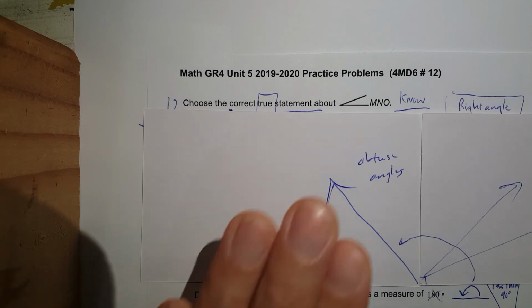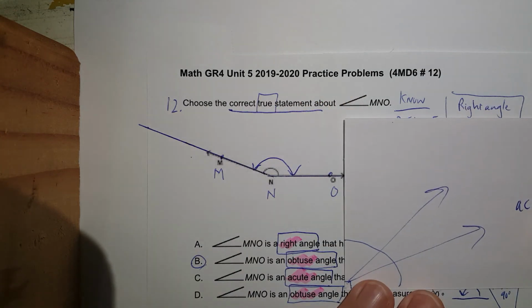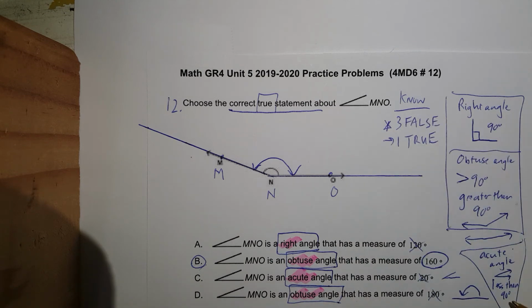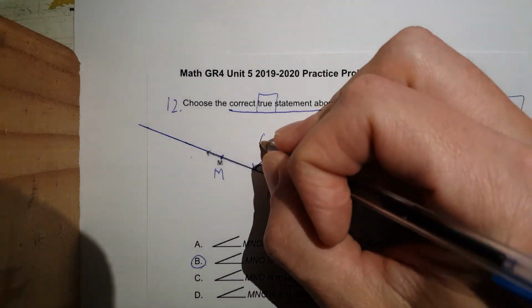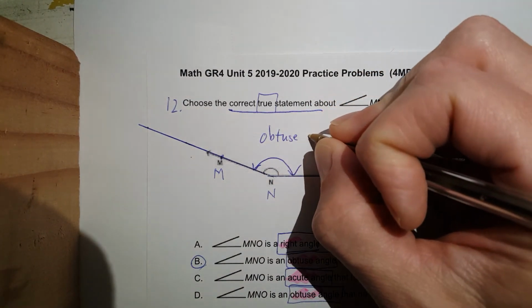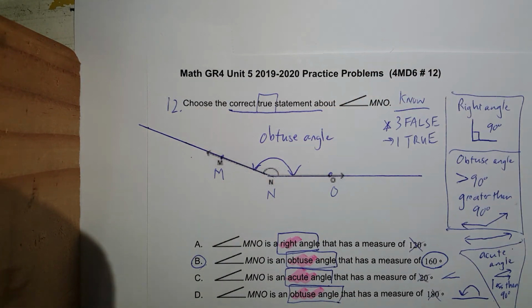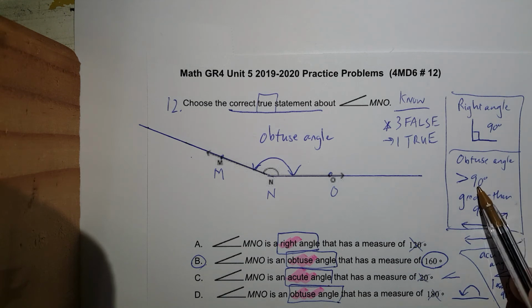All right, so just think acute is really small. It's less than 90 degrees. Acute, less than 90 degrees. So when I look at this statement, the acute angle that has a measure of 20 degrees, 20 is less than 90, but the problem is this is not an acute angle. This is an obtuse angle. Why? It is bigger than 90 degrees. It is greater than 90 degrees.